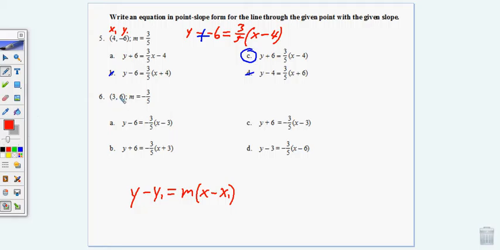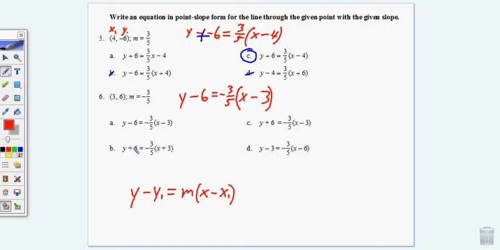Here's my x1, here's my y1, here's my slope. So I'm going to do y minus my y1, which is 6 in this case. Okay, my slope is next, negative 3 over 5. Parentheses, x minus my x1, which in this case is 3. And parentheses, and I'm done. I just need to find which one of these it matches with. So I need a negative 6, and I need a negative 3 over here. So negative 6, negative 3.